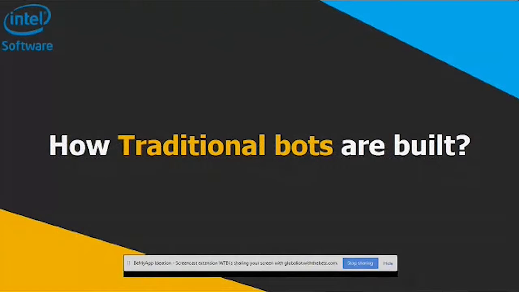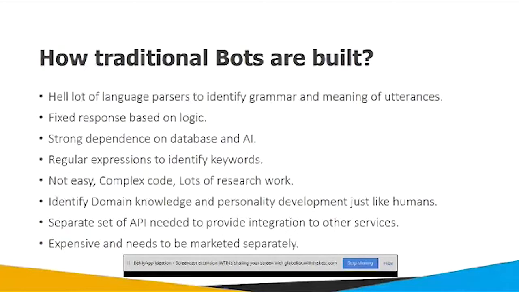So now let's get into how traditional bots are built. If you think of a traditional bot, you can think of a software program where you are writing something to a software and the software is responding. The first thing that you have to understand is there will be a lot of language parsers, because as a non-technical person or a functional person, you might ask a software program in a similar way which you might ask a human being. So if you are speaking in English, then identification of proper grammar and meaning of an utterance is the most important.